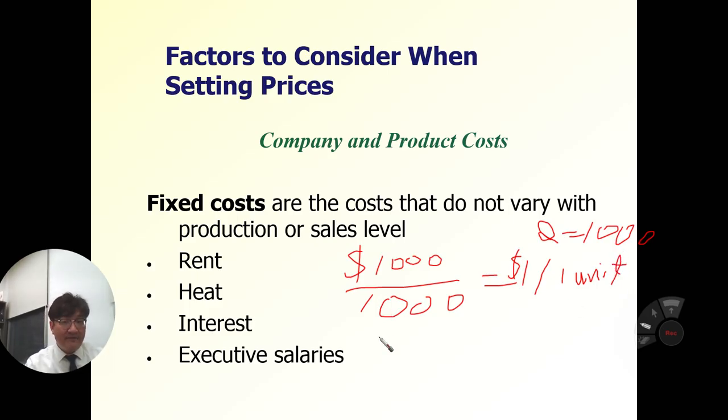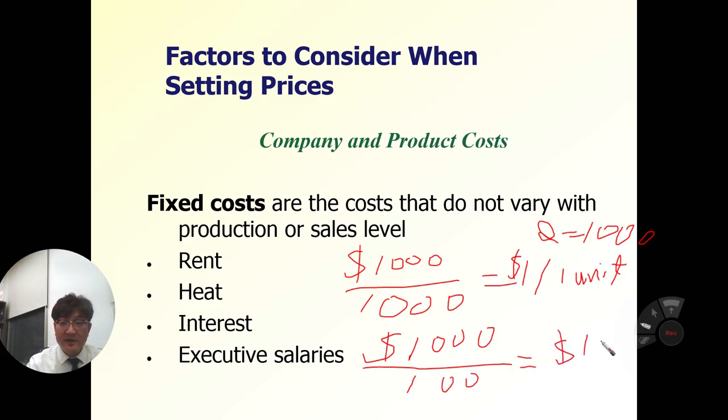But what if you only make 100 units? Then you divide the $1,000 fixed cost by only 100 units, and you have $10 per unit. So you see, the fixed cost in total hasn't changed. It is all the same, $1,000.